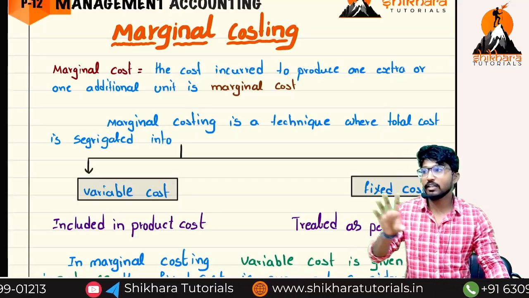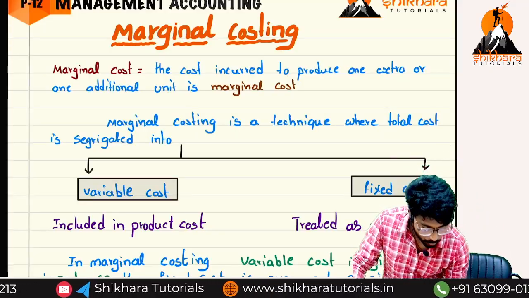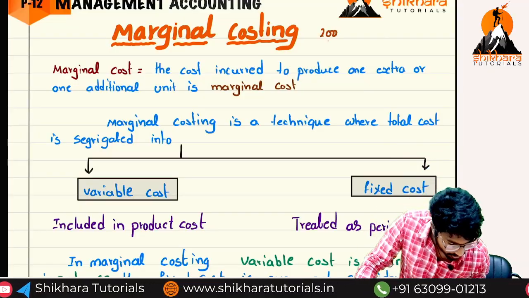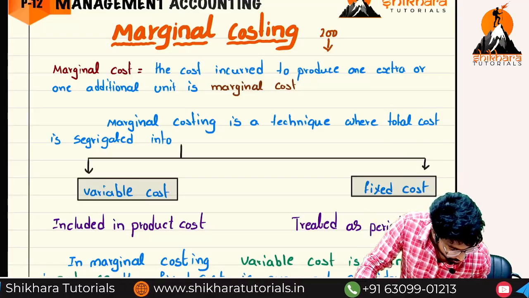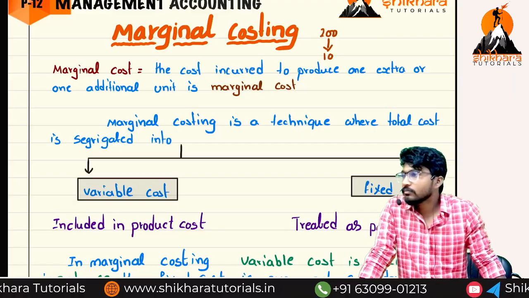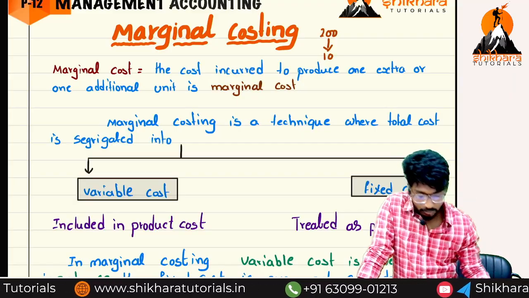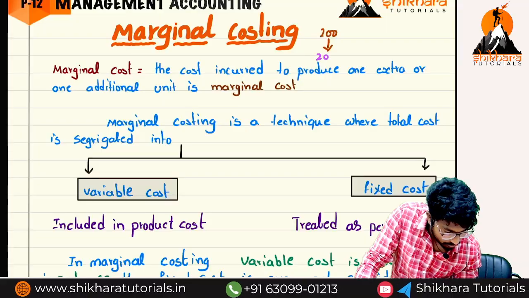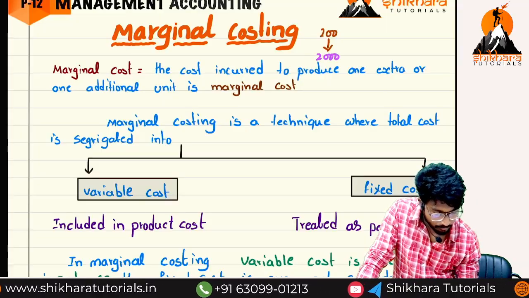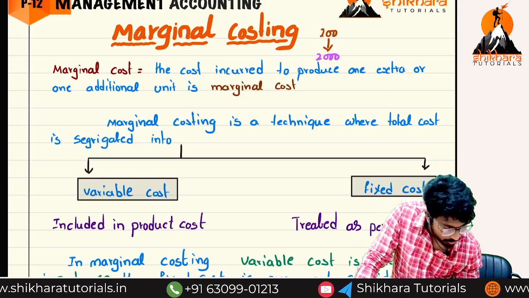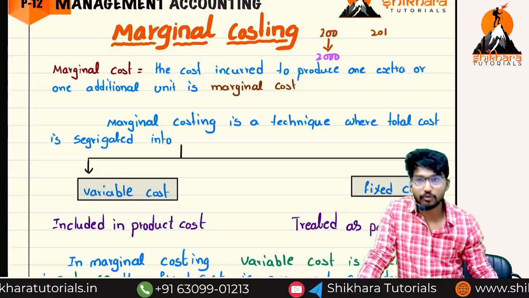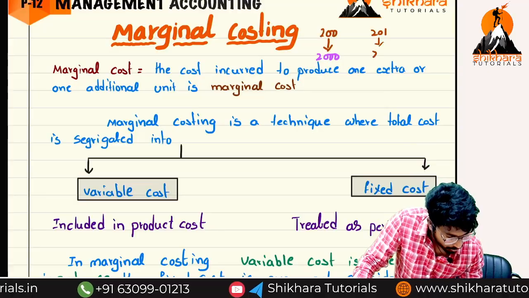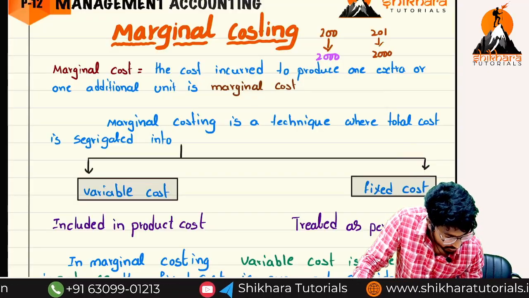For example, till now I produced 200 units with a cost of 10 rupees per unit. It will cost us a total of 2000. Now I am incurring cost for producing the 201st unit. For producing the entire 201 units, it cost me 2005 rupees.